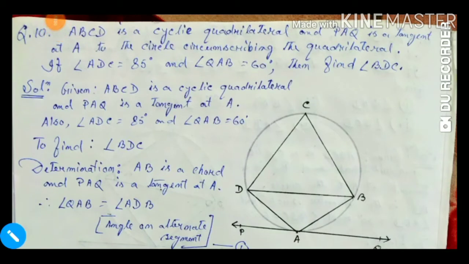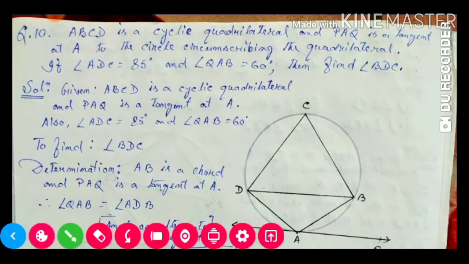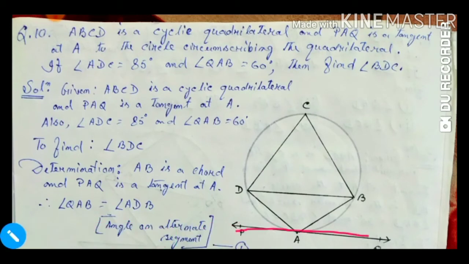Question number 10. ABCD is a cyclic quadrilateral. That means this quadrilateral is inside the circle. And PAQ is a tangent. This PAQ is a tangent at A, touching the circumscribing circle of the quadrilateral at this point. If angle ADC, this entire angle, is equal to 85 degrees, and QAB is equal to 60 degrees, then we need to find angle BDC, this small angle.